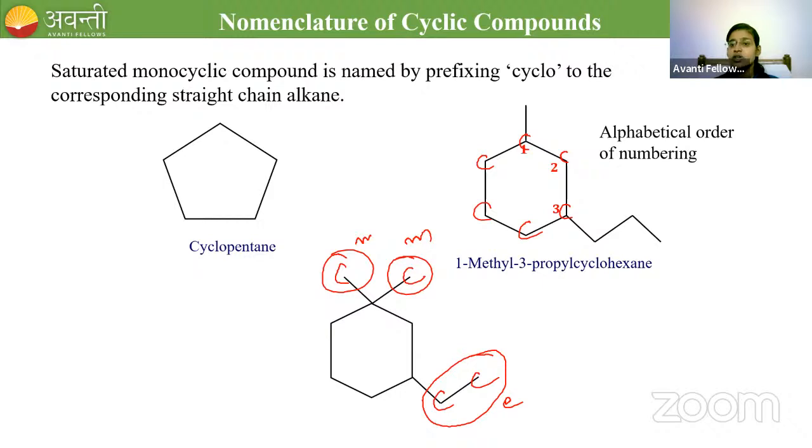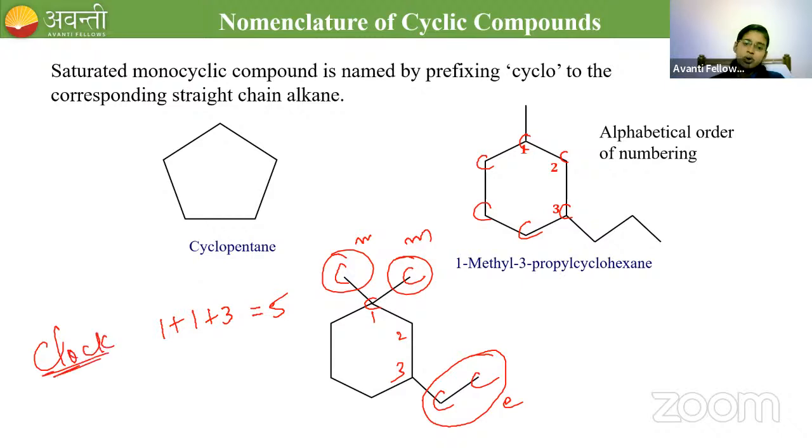How will you number this? You have to go in the clockwise direction. I'll tell you why. 1, 2, 3. Clockwise manner is correct, because the carbon number 1 has two substituents. So it should be 1 plus 1 plus 3, which will be 5 for clockwise numbering.